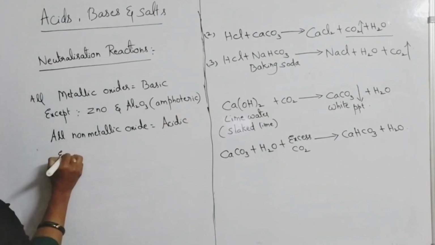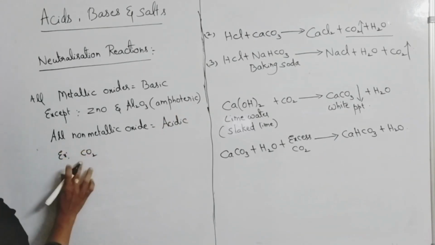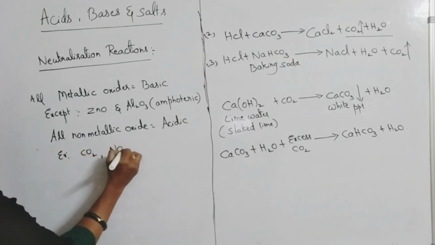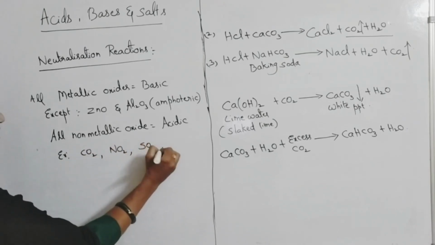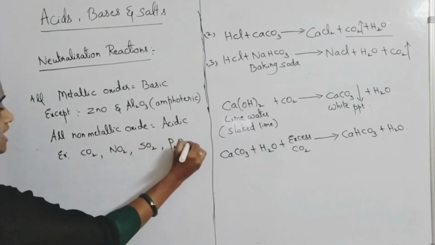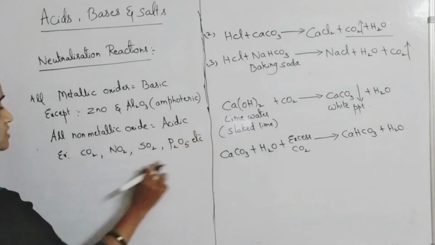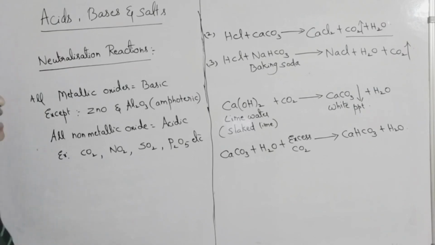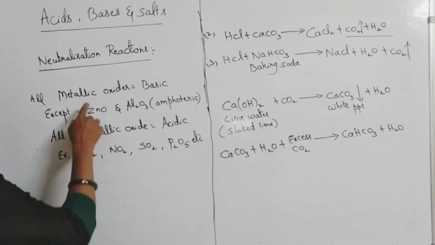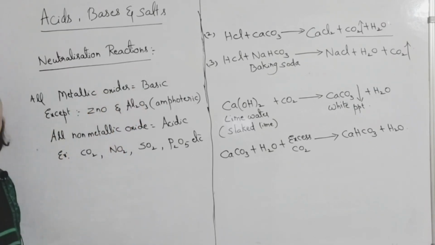Like you can take the example of CO2. Carbon dioxide is acidic. Nitrogen dioxide, sulfur dioxide, phosphorus pentoxide, all these are acidic oxides. Non-metallic oxides are acidic. Metallic oxides are basic in nature. So please remember that point.